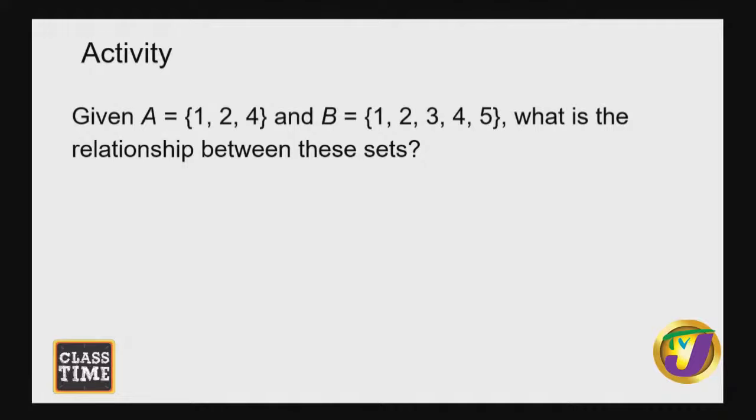So list the elements for me then. 1, 2, 4, that's set A. And I can find 1, 2, 4 also in set B. Great. So apart from you saying all the elements in set A are also a part of set B, give me a math term that you would use to describe this type of relationship that is taking place.